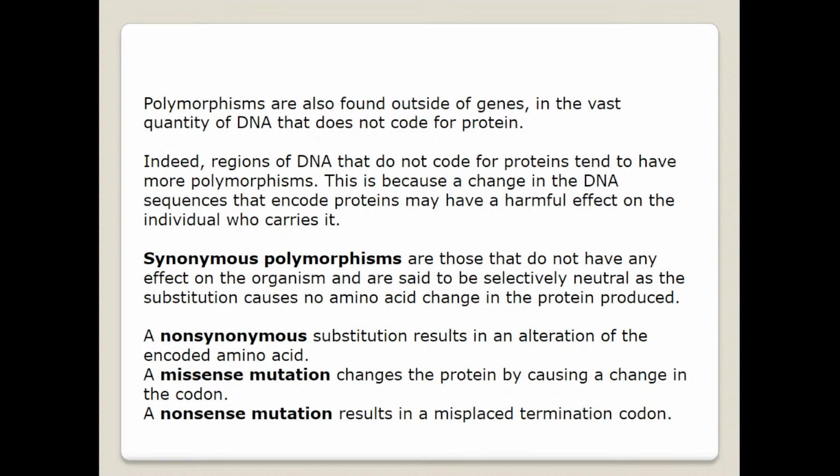And here we can also speak about two types. It is missense mutations, which change the protein by causing a change in a codon, and nonsense, which is a result of a misplaced termination codon. For example, in that case the proteins will be shorter.